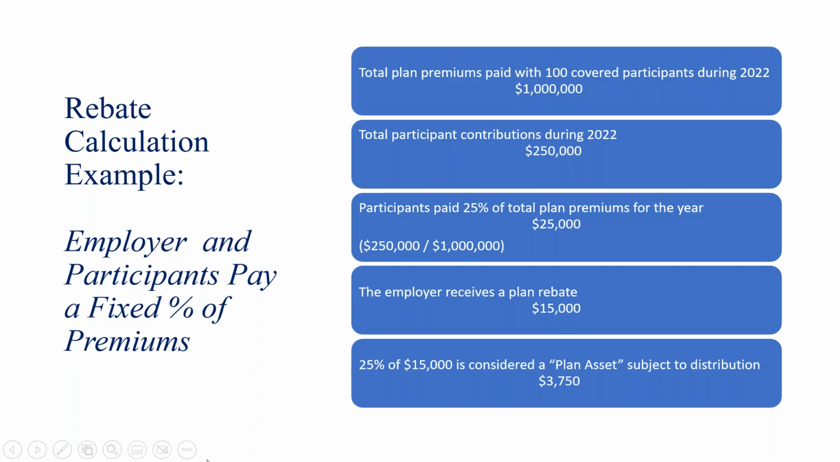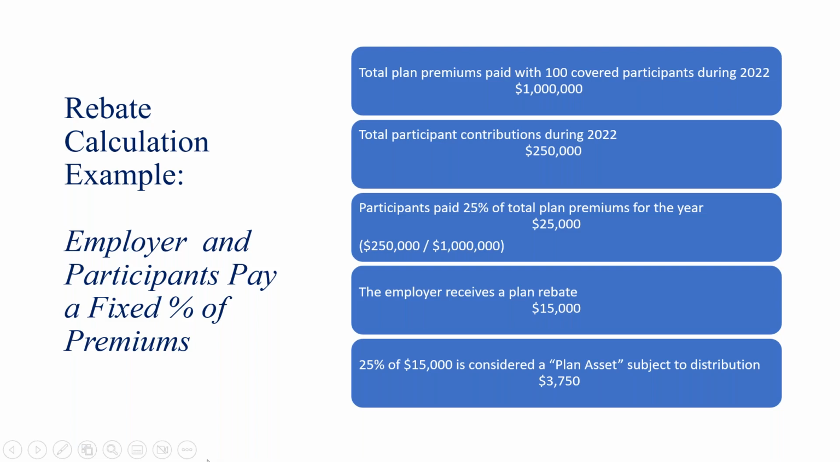So you have your total plan premiums. You have 100 people that participated in 2022, and it was $1 million. So the total participant contributions were $250,000. That means they paid 25% of the total plan premiums. You take $250,000 and you divide it by $1 million. The rebate the employer gets is $15,000. So what is 25% of $15,000?